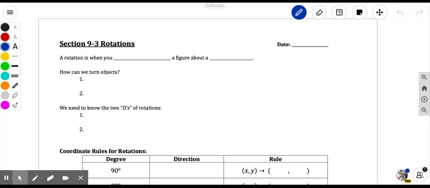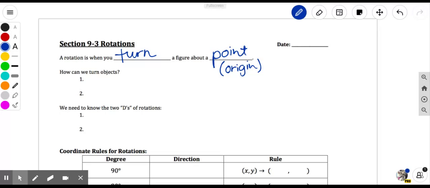Hey everyone, so our next lesson is on rotations. A rotation is when you turn a figure about a point. That's the center, or the point of rotation, which typically for us is going to be the origin, which is (0, 0). So we'll always be rotating around the origin unless otherwise stated.